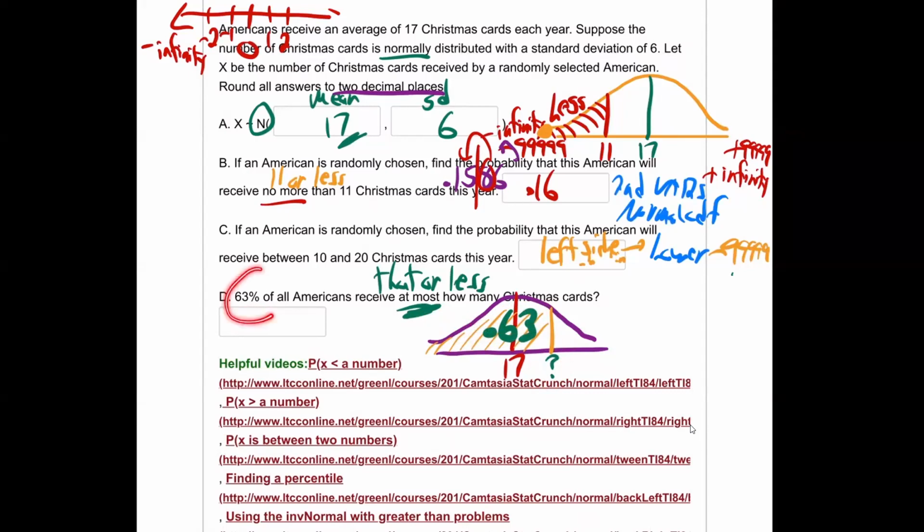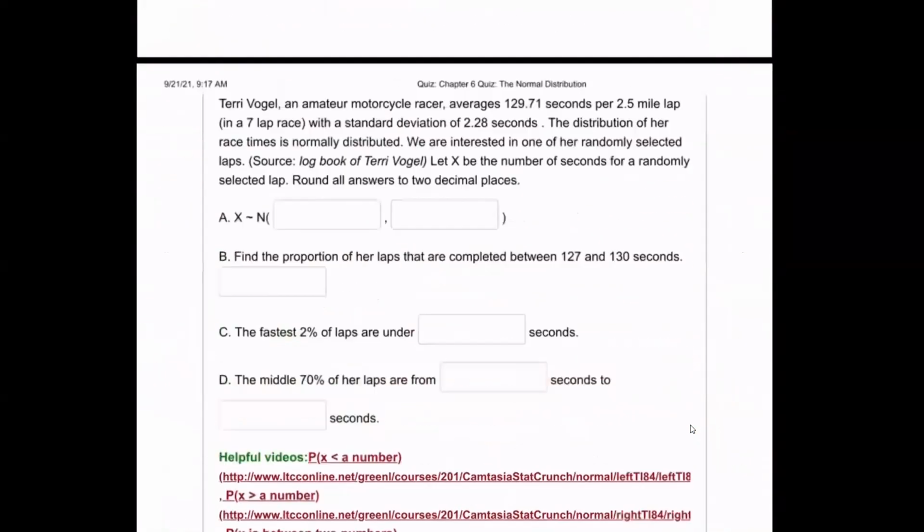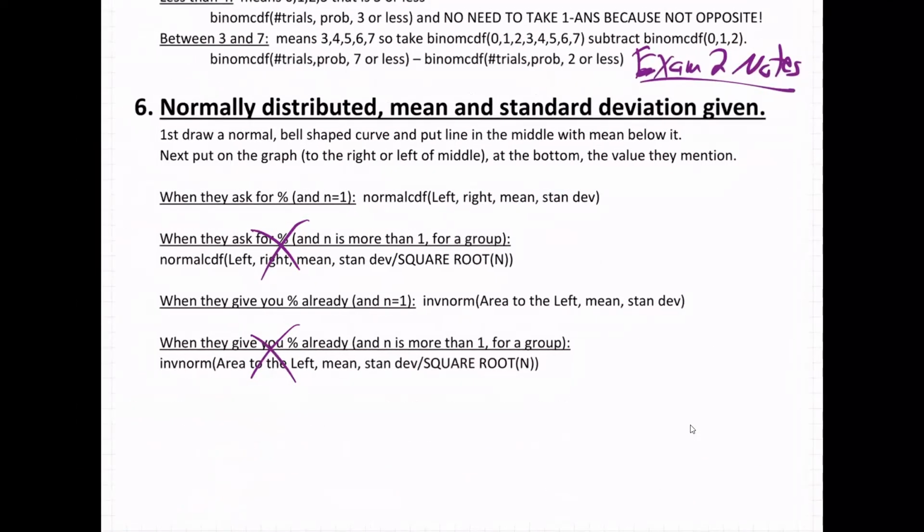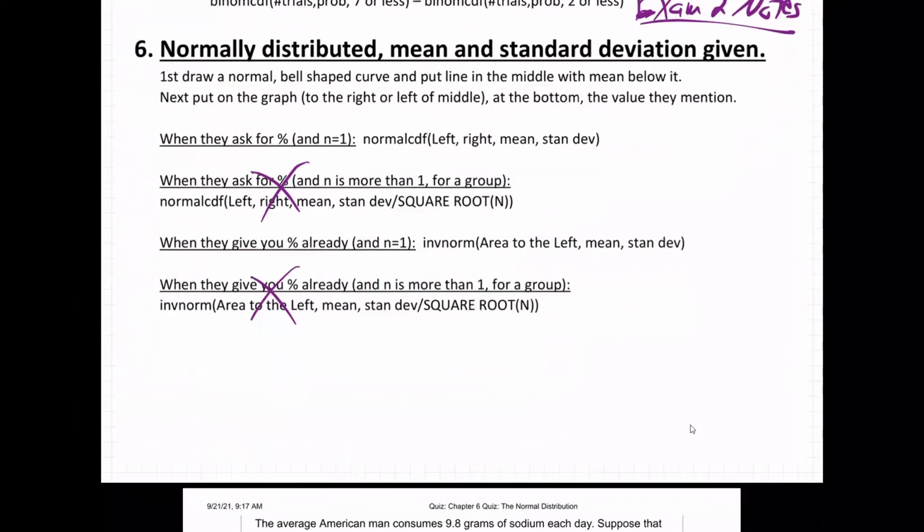So the percentages always go up in the curve. Have you noticed that? The percentages always go up there in the curve. So are we going to do normal CDF or inverse norm? Well, if you look back at the notes, they gave us a percentage, didn't they? So if you look back at the exam 2 notes, here it is, here's the exam 2 notes. When they give you a percentage already, like they gave us 0.63 on this one, use inverse norm. Area left means standard, inverse norm. So we're going to do inverse norm on this one.